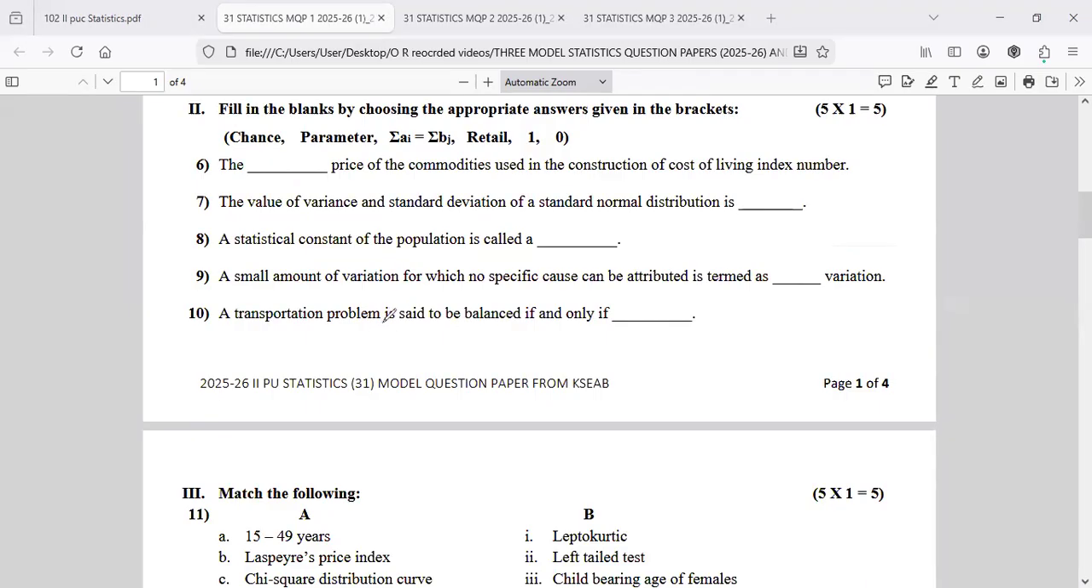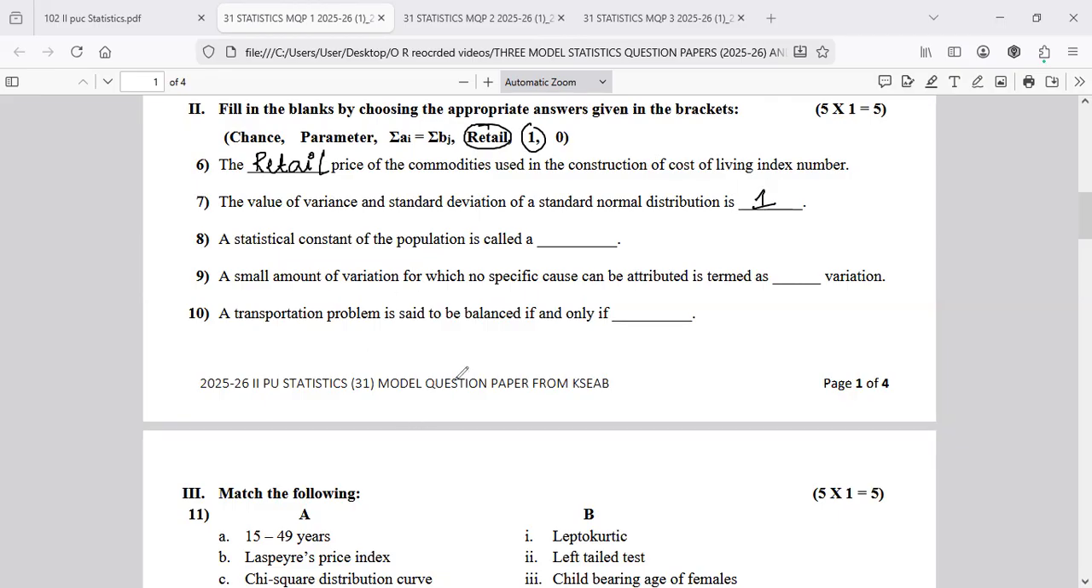First one, the dash price of the commodity is used in the construction of the cost of living index number. This is repeated many times. That is called retail price. The value of variance and standard deviation of the standard normal distribution: variance is equal to 1, standard deviation is also 1. So the answer is 1.